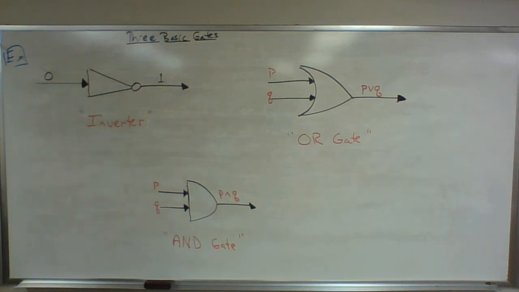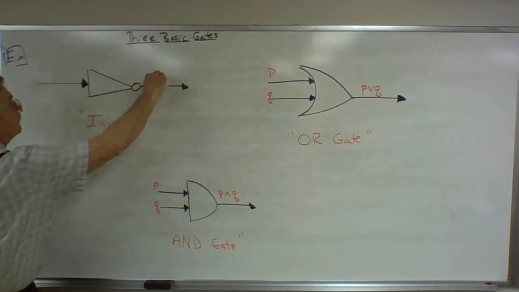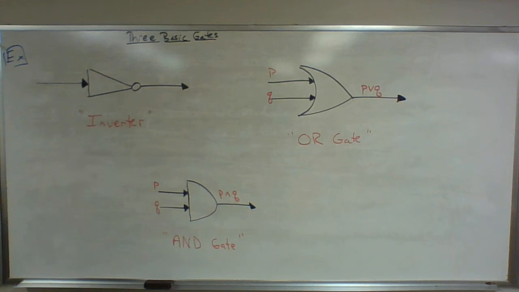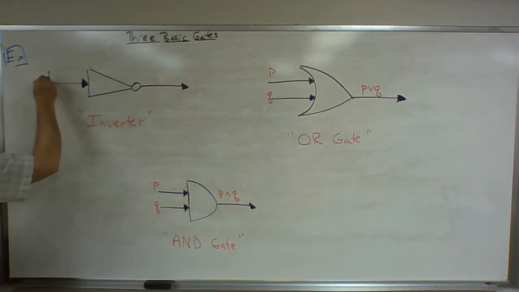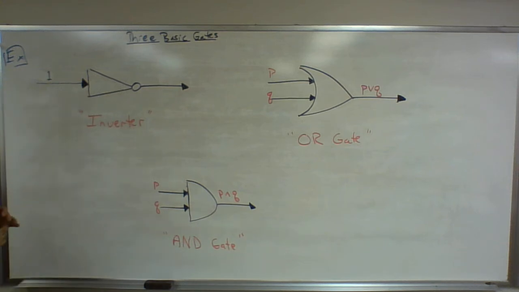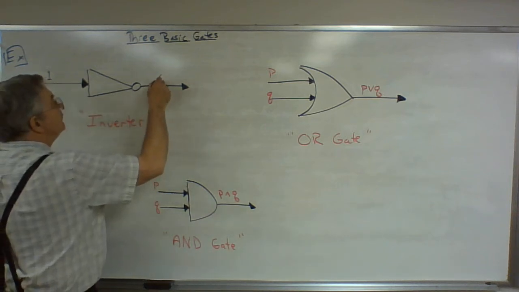Now that we've done that, let's look at the other possibility. Let's have as our input the bit 1. This is our input, 1. And logically, this stands for true. So the inverter is going to change true to false, and that would be the 0 bit.